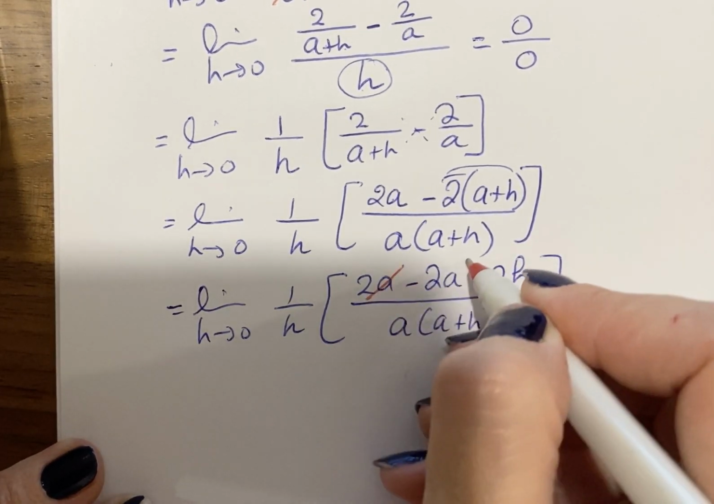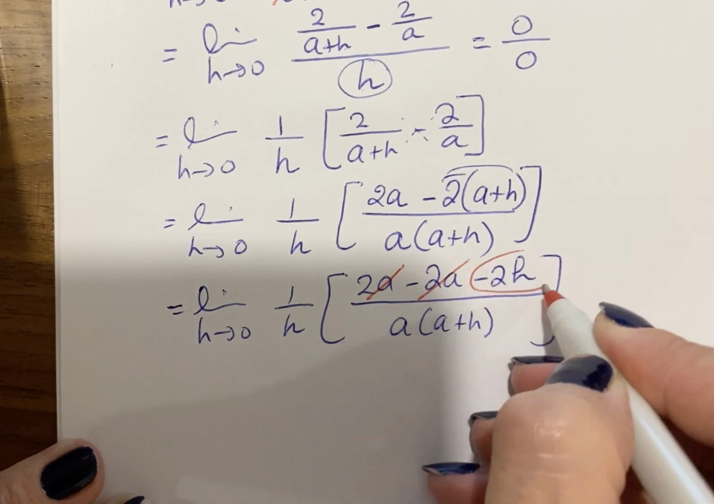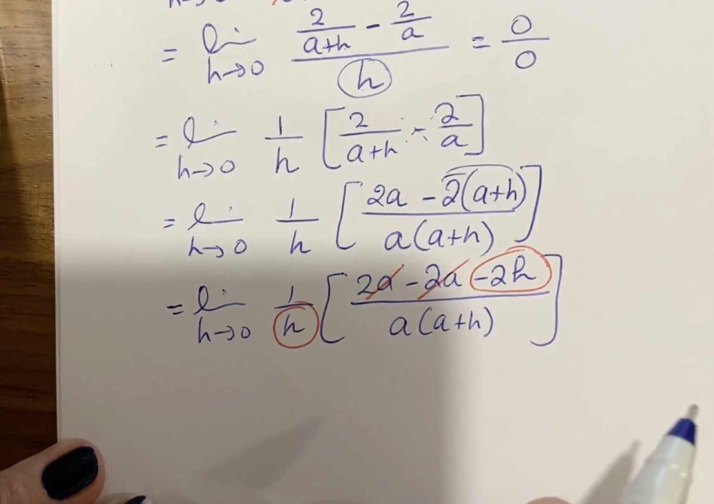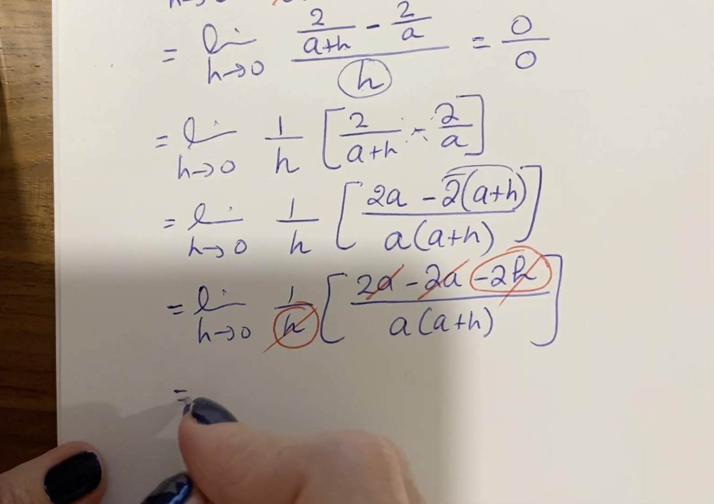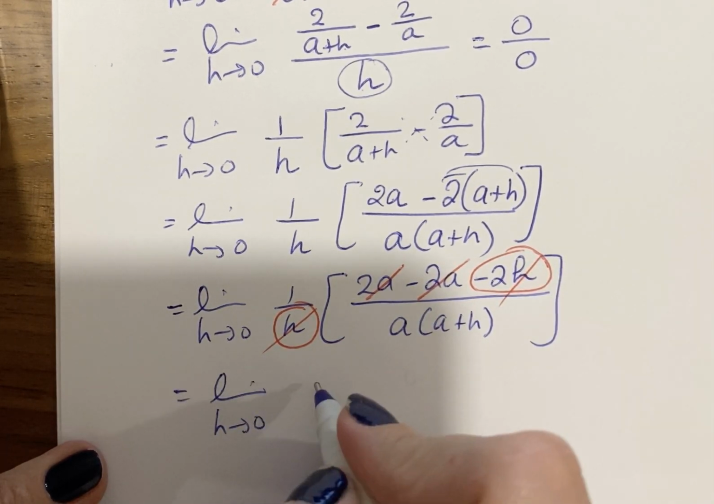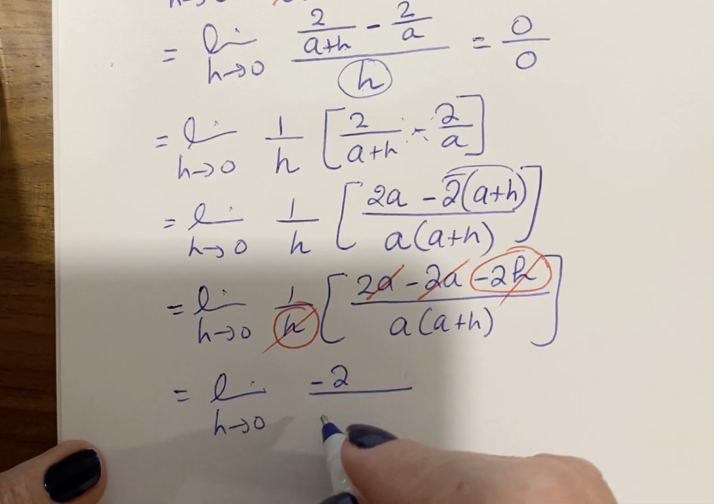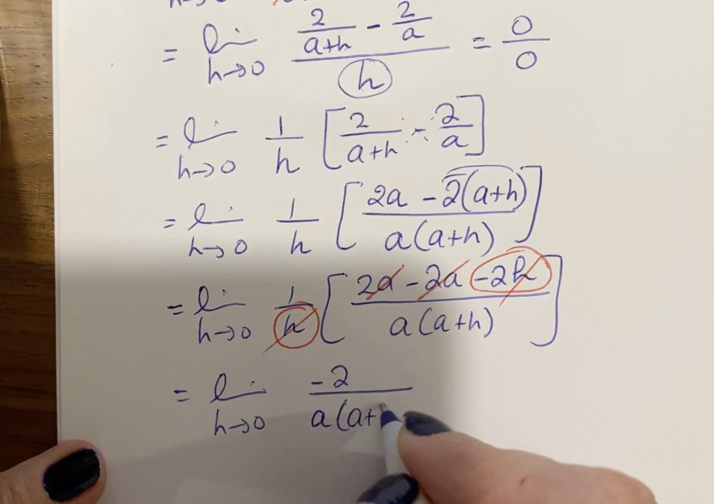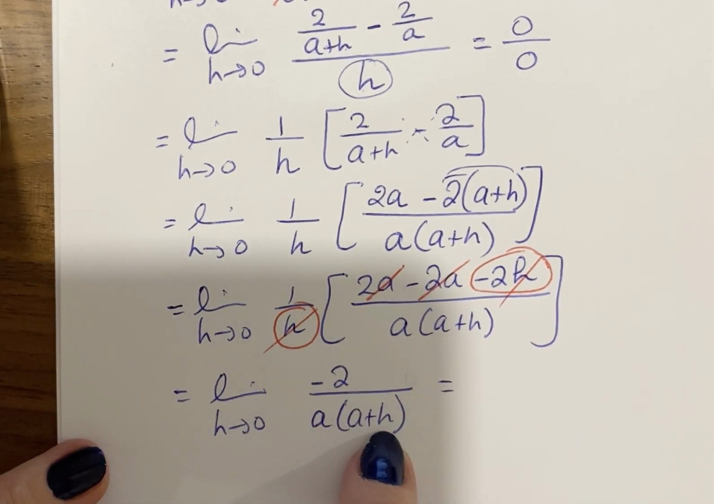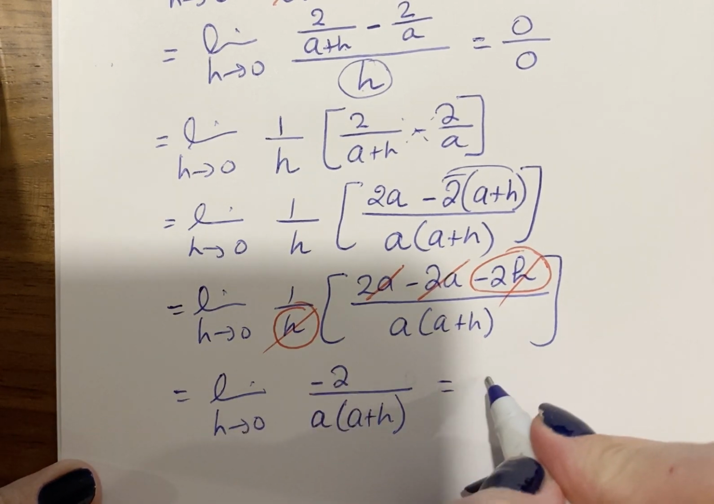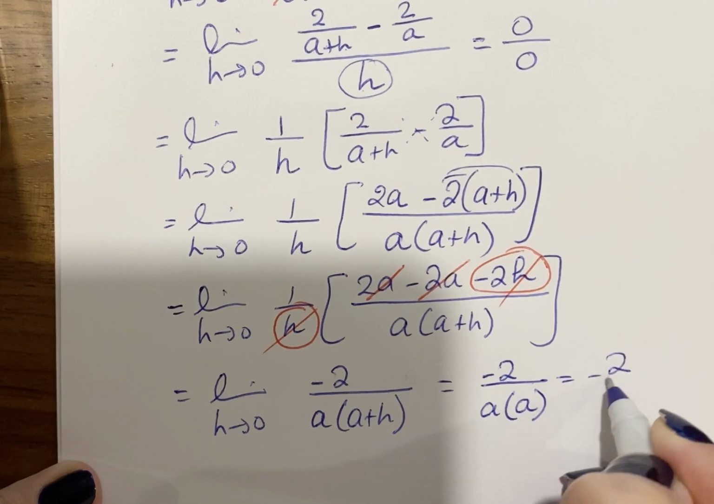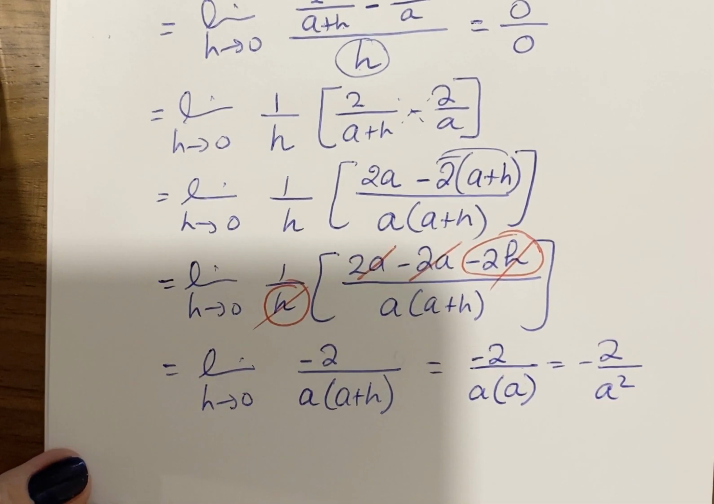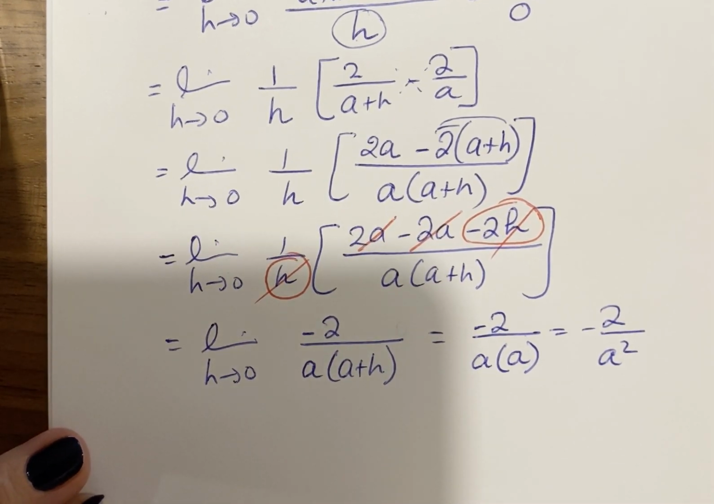2a minus 2a cancels. What do we have left on top? Minus 2h. What do we have left in the bottom? h. We cancel the h with the h. What do we have left? Minus 2 over a into a plus h. When h approaches 0, this becomes minus 2 over a times a plus 0, which is a. The full answer is minus 2 over a squared.